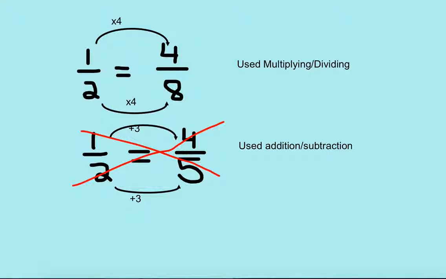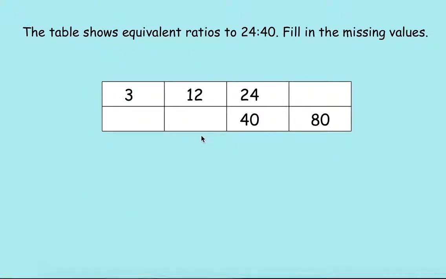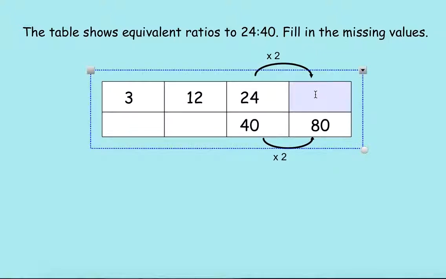All right, so with that in mind, let's take a look at this next one. This table shows equivalent ratios to 24 to 40. Fill in the missing values. So here we want to see what's happening from what we're given. How did the 40 go to the 80? That's going to help us go from 24 to the next one. From the previous page, it must be either multiplication or division. It's getting larger, so this one is in fact times 2, which means this one also must be times 2 to get the equivalent of 24 times 2, which is 48.